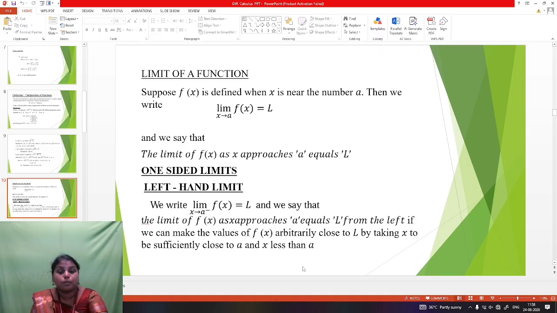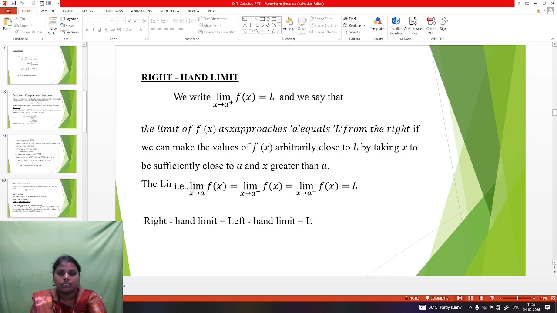Value, negative value applied. When f of x is evaluated at negative values, we get a result called the left-hand limit. The second one is the right-hand limit. We write the limit as x tends to a plus, right-side values from 0 to infinity, of f of x equal to L.